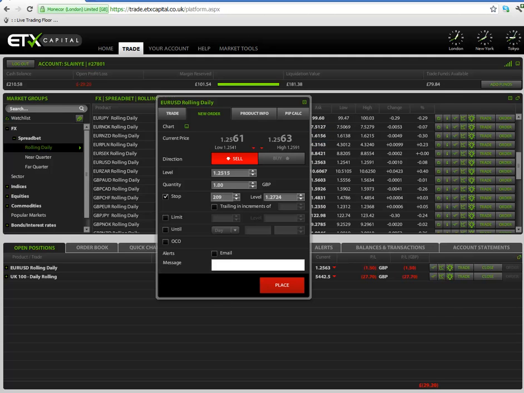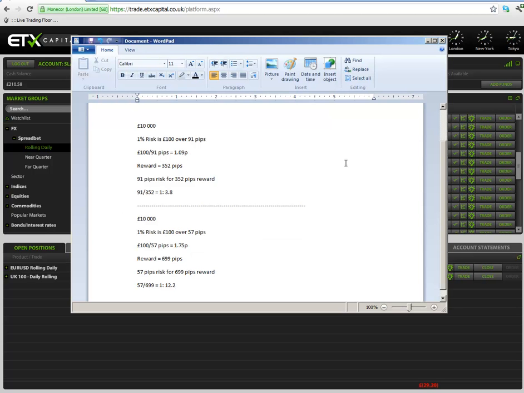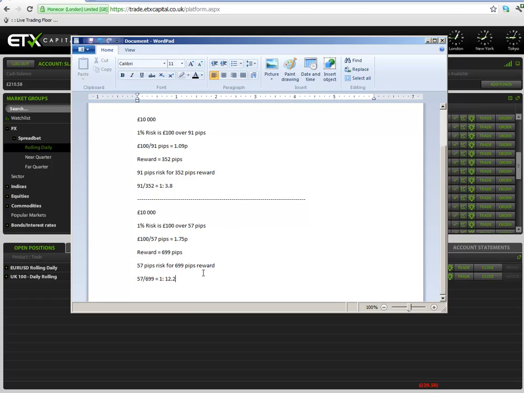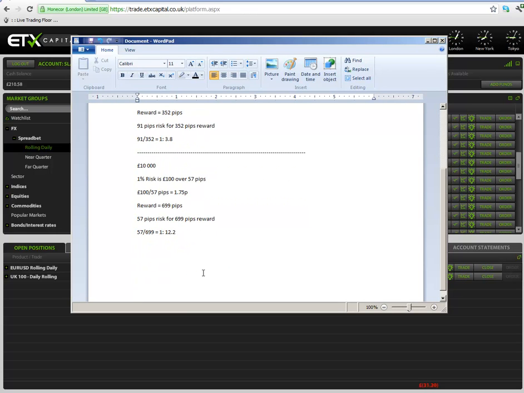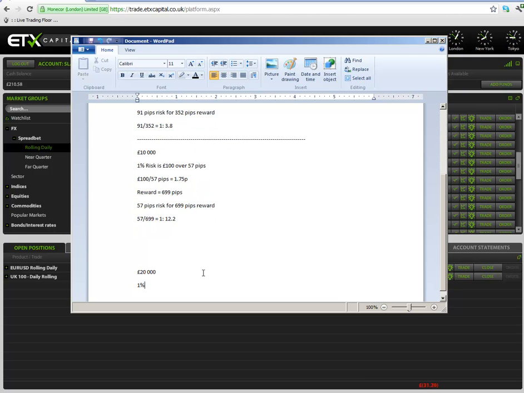So what that means is, if we have a certain size account, let's just say that we have a £20,000 account. Not everyone has that, I understand that. But 1% of that is going to equal, what is that, £200? Okay, so we have £200 that we can do as our risk.